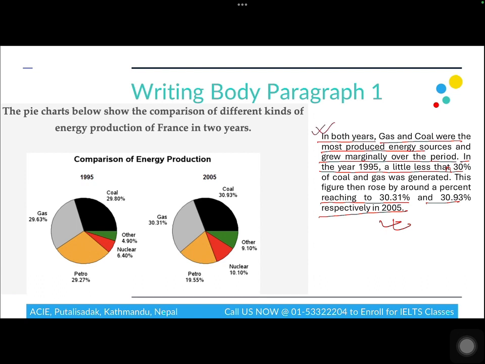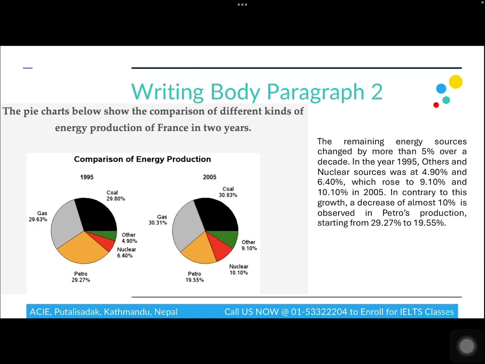Now you should be able to see that my topic statement is being justified by the data that I have just elaborated in my body paragraph, right? And that is the entire concept of writing a topic statement. You are basically summarizing whatever you are going to write in your paragraph. Moving on to the second body paragraph, again we start with a topic statement. The remaining energy sources changed by more than 5% over a decade.